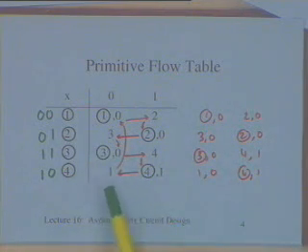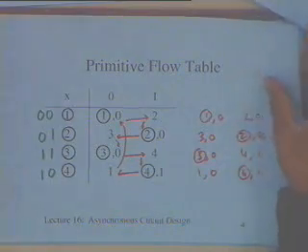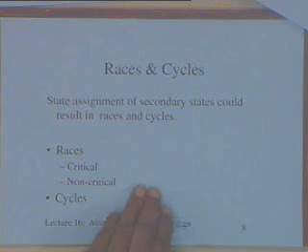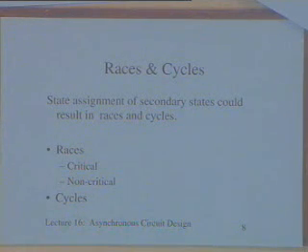Let me just define the problem. We will take up more examples and also how to avoid it in the next class. But let me first define what the problems are. State assignment of secondary states could result in what are called races and cycles.